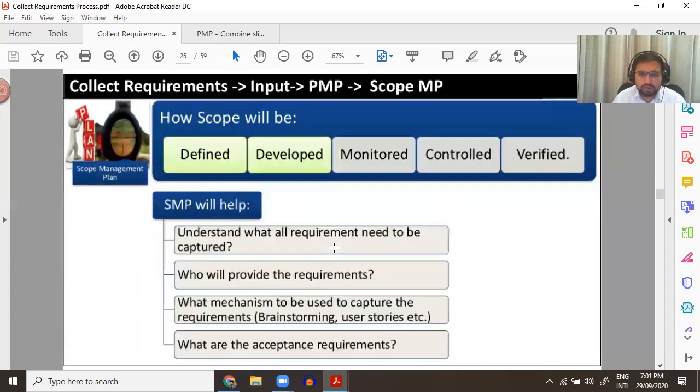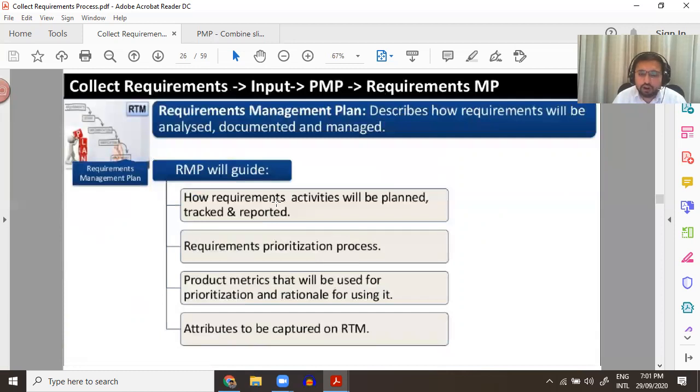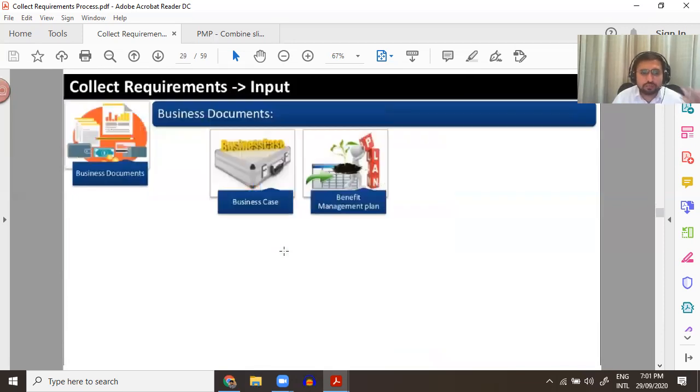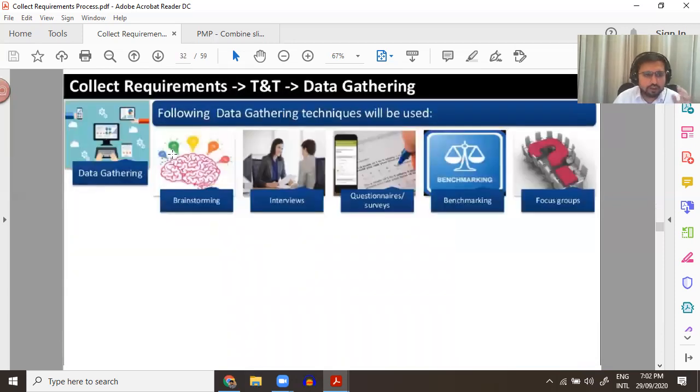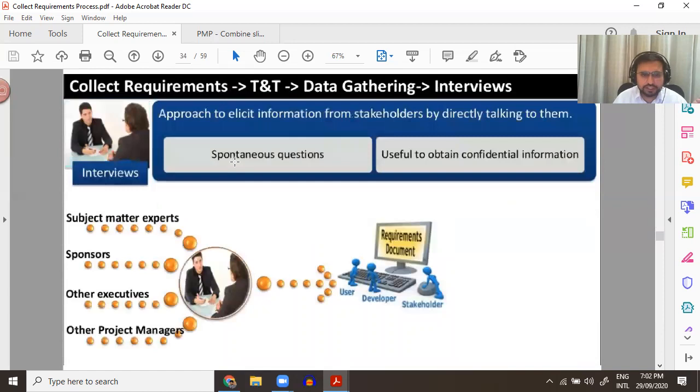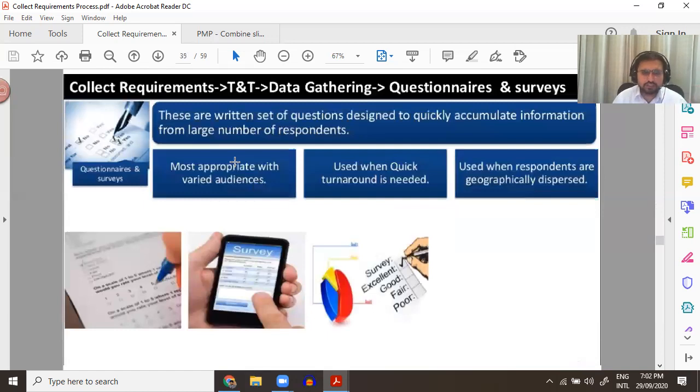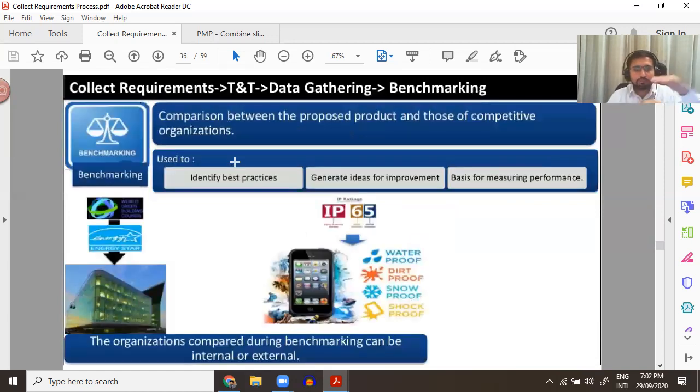Charter, scope management plan, requirement management plan, how requirements activities will be planned, tracked, and reported, how they will be prioritized, product metrics that will be used for prioritization, attributes, stakeholder management plan, no comments, business case, benefit management plan, expert judgment. We already know what expert judgment is. We have used brainstorming, idea generation technique, interviews, to get confidential information. Questionnaires and surveys, I have explained it. Benchmarking, you compare the standards of other organizations. You can do it internally or externally. Identify the best practices, generate ideas for improvement, basis for measuring performance.